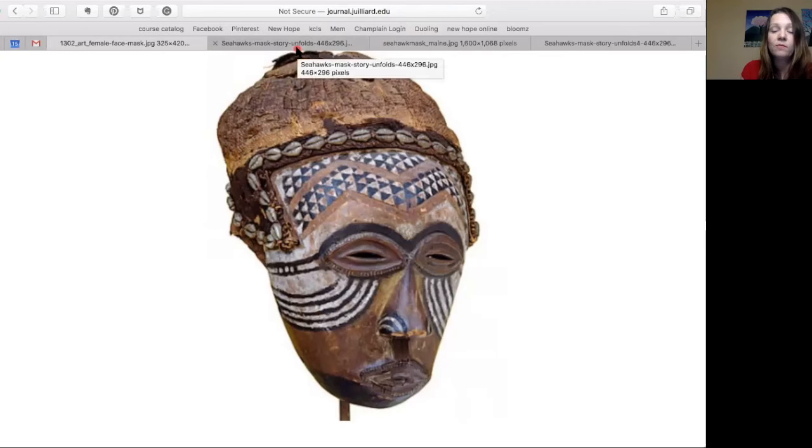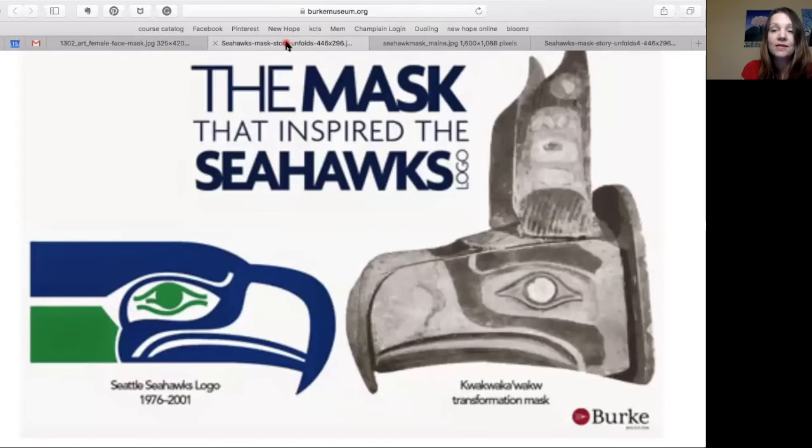See if it looks familiar to you at all. Recognize that mask? Wait, you didn't realize that the Seattle Seahawks logo was a mask? Well, it is.